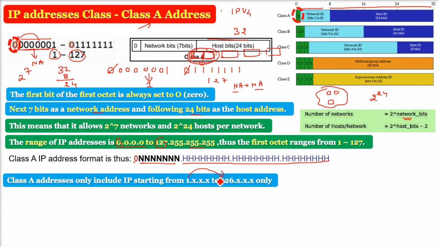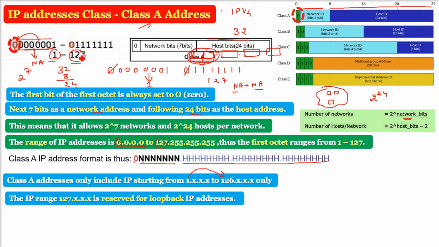But if I say we can use 1 to 126 only, you'll say, you just said that it can go from 1 to 127. Why are you not taking 127 also? The answer is, 127 is reserved for loopback IP address. Normally if you go to your browser and type 127.0.0.1, the range is from 127.0.0.0 to 127.255.255.255. But these all are wasted. Only one is used, and that is for your loopback address.